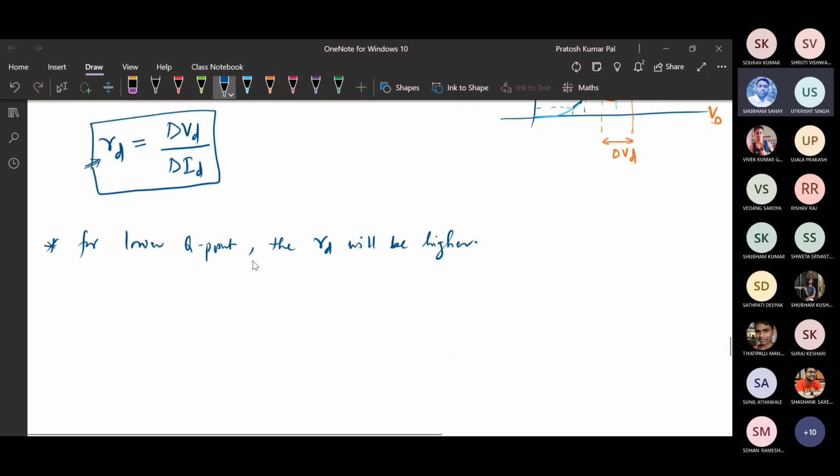Okay, so this AC resistance is basically, with respect to the formula, the differential change in input and change in the output. This is basically derived from the current equation of the diode. The diode current equation is ID equals IS e to the power VD divided by NVT, minus 1. This was the diode current equation.